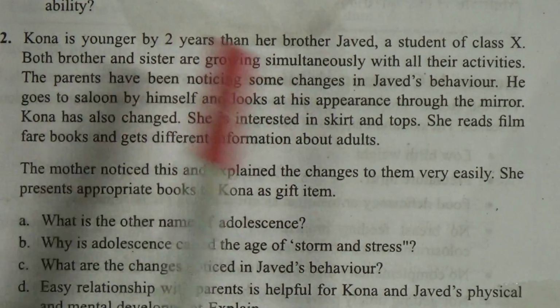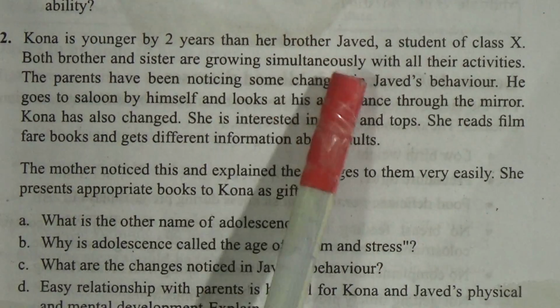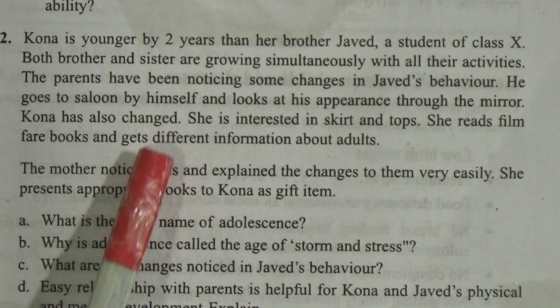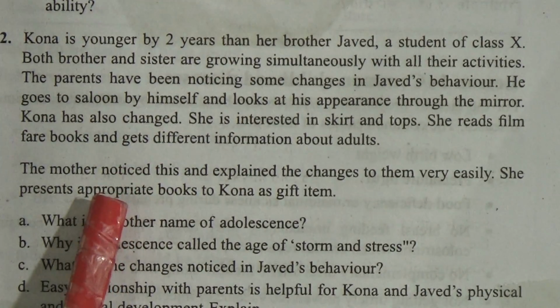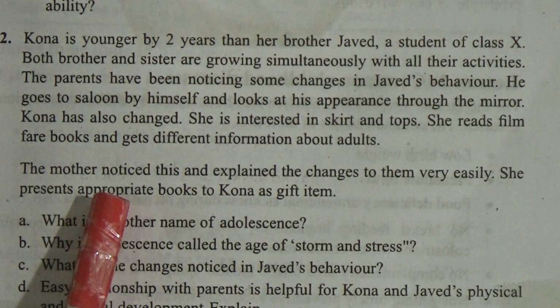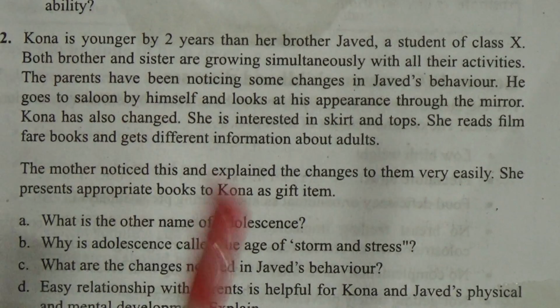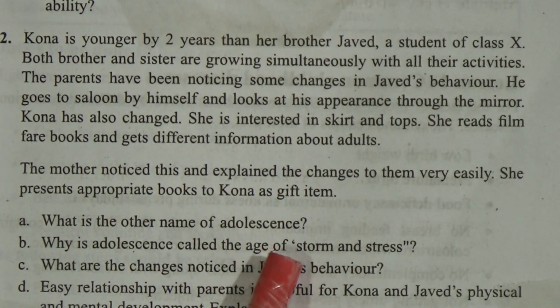So here is another example of adolescence. Kana and Javed are brother and sister and passing their adolescence time. But here we find their mother is understanding and positive towards them. So our first question is, what is the other name of adolescence?